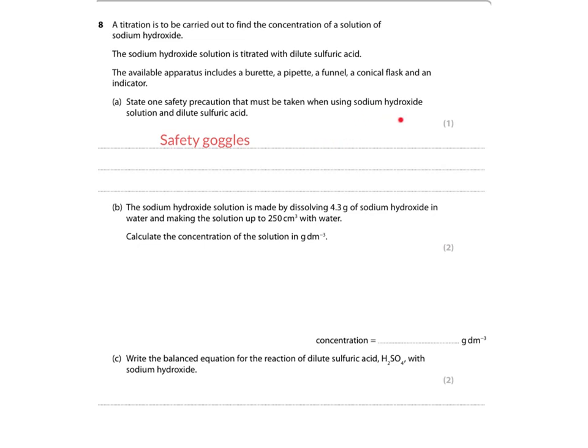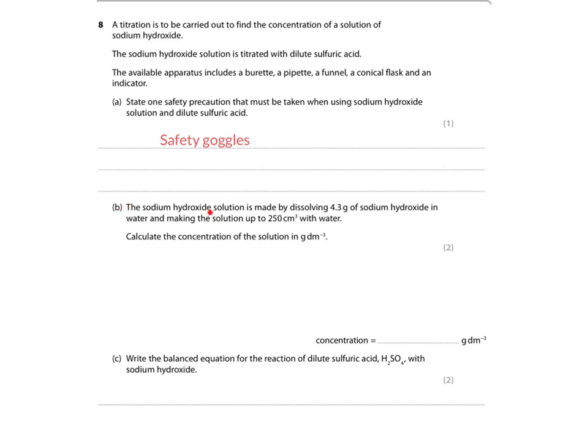Generally, the stuff we use in schools, sodium hydroxide and sulfuric acid, is not actually dangerous enough that you have to wear gloves. It's just going to sting a bit, whereas if it gets in your eye, even this dilute stuff, that is really very dangerous, so safety goggles are always a must.